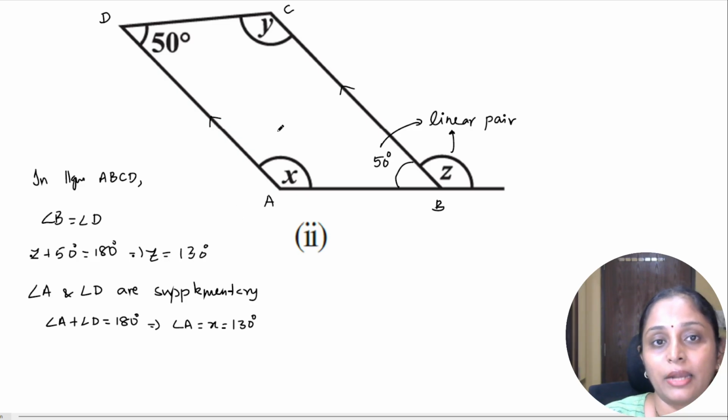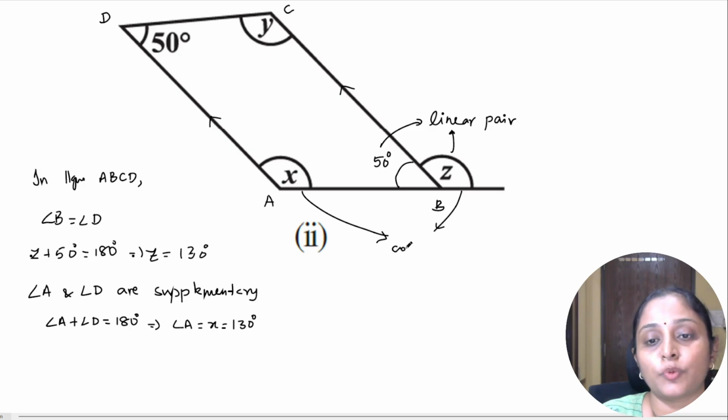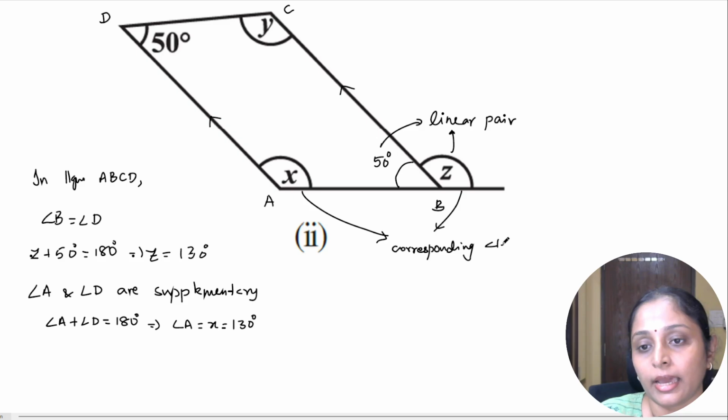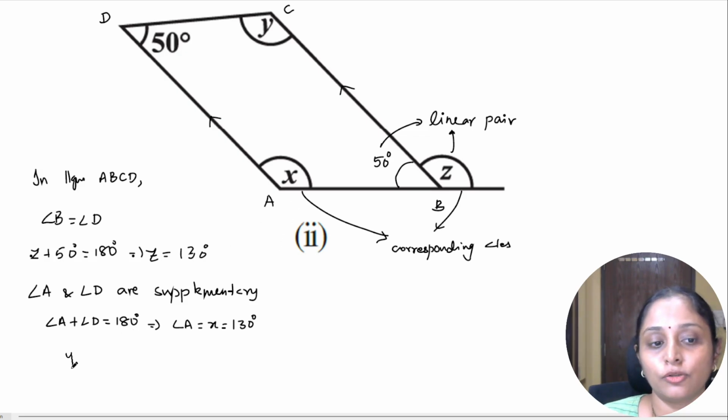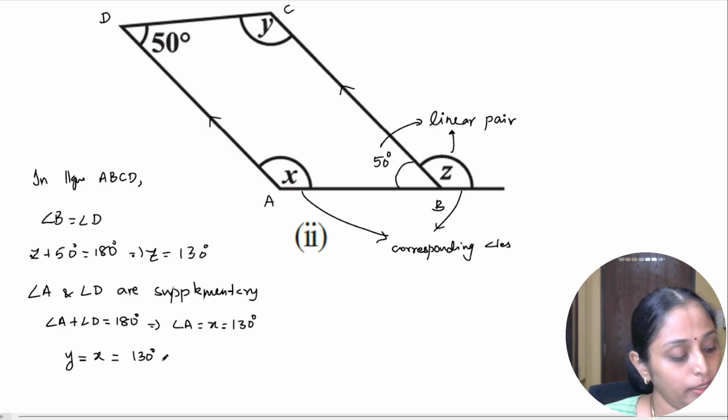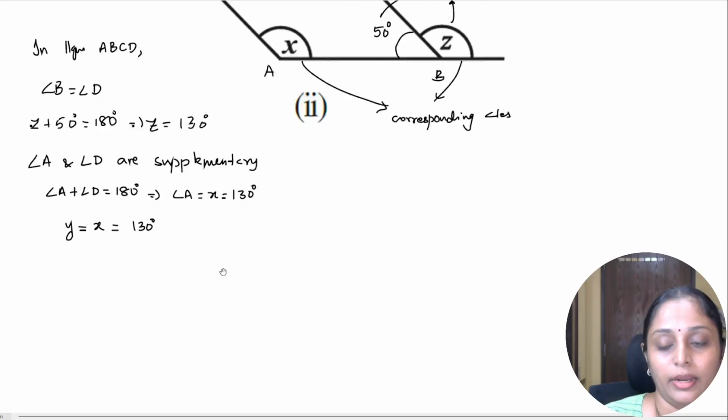There's another way of looking at it. If you look at these two, these are a pair of parallel lines. In a parallelogram, opposite sides are parallel, and X and Z form corresponding angles. You know that corresponding angles are equal when you have a pair of parallel lines, right? Therefore, once I found out Z as 130, immediately I can conclude that X is also 130. Now Y is also 130 because X and Y are opposite angles of a parallelogram, right? So I got all the three, X, Y and Z, as 130 degrees.